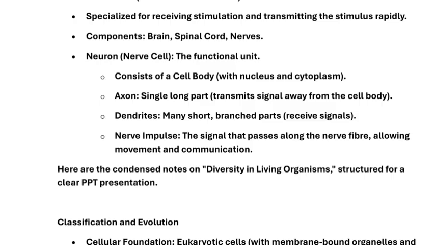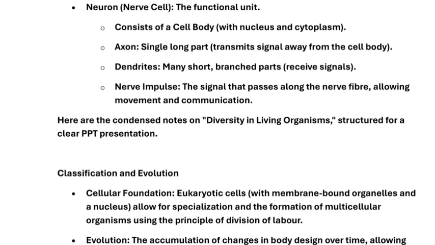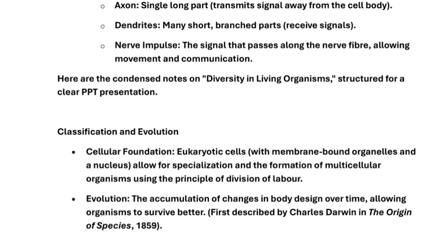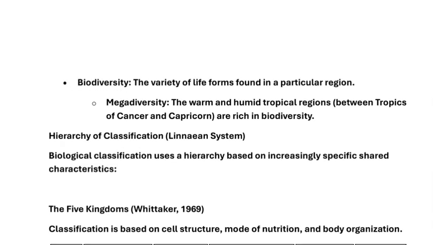D. Nervous tissue, for stimulus transmission, is specialized for receiving stimulation and transmitting the stimulus rapidly. Components: brain, spinal cord, nerves. Neuron, the nerve cell, is the functional unit. It consists of a cell body with nucleus and cytoplasm. Axon: a single long part that transmits signals away from the cell body. Dendrites: many short, branched parts that receive signals. Nerve impulse: the signal that passes along the nerve fiber, allowing movement and communication. Here are the condensed notes on diversity in living organisms, structured for a clear PPT presentation.